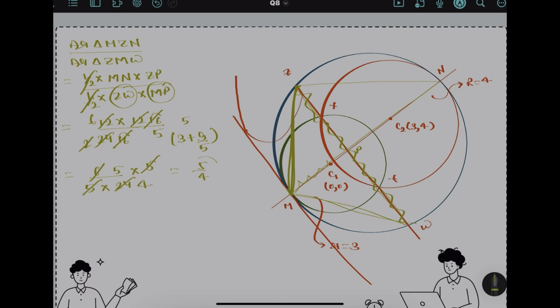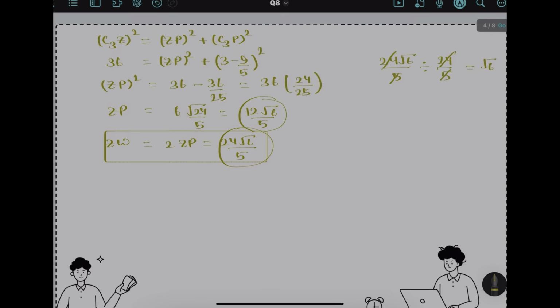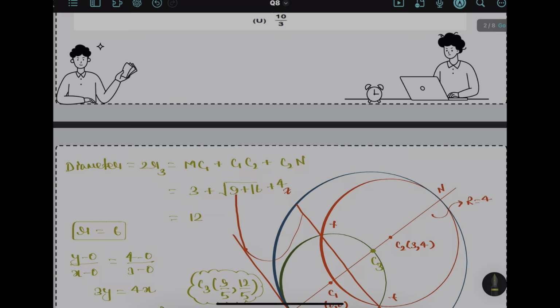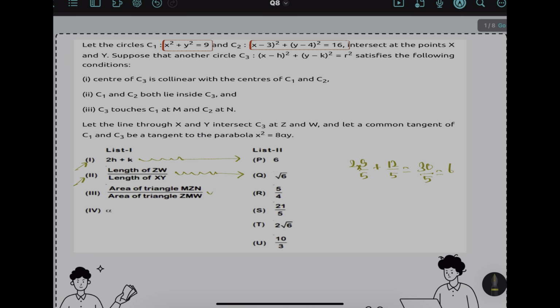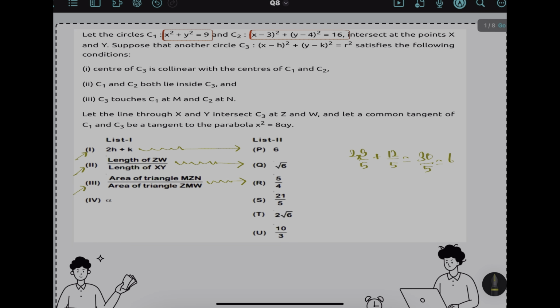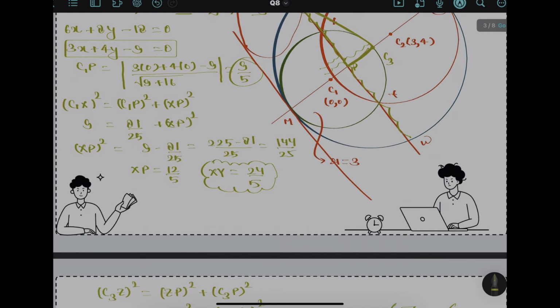So this thing is connected with this part. Now we are interested in alpha, so let's calculate that one also. A common tangent to C1 and C3 is tangent to that parabola. Okay, we'll calculate.